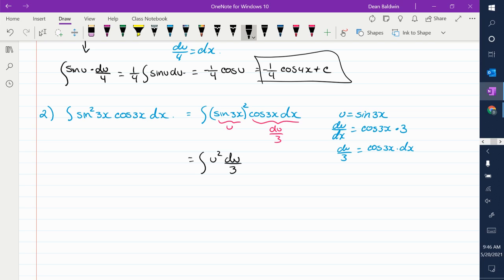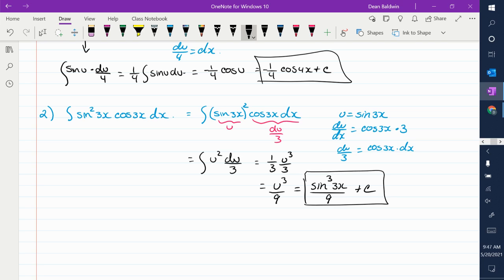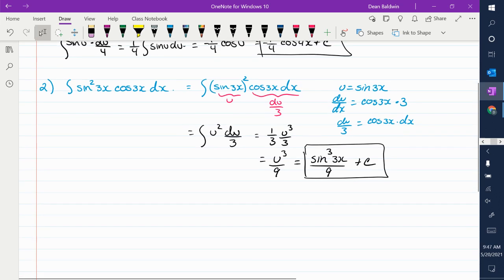What's the antiderivative of u squared over 3? So it's going to be 1/3 u cubed over 3, which is really just u cubed over 9. Put back in what u was. So it's sine cubed of 3x over 9, tack on a plus c, and you are done. Okay? So you sub out the higher exponent trig function.